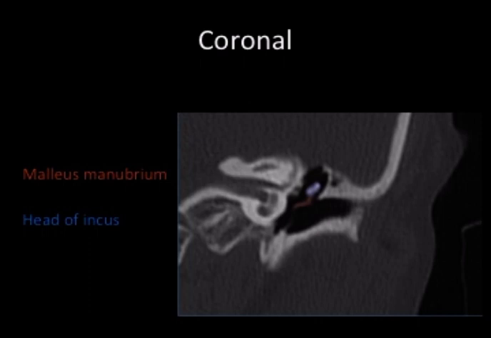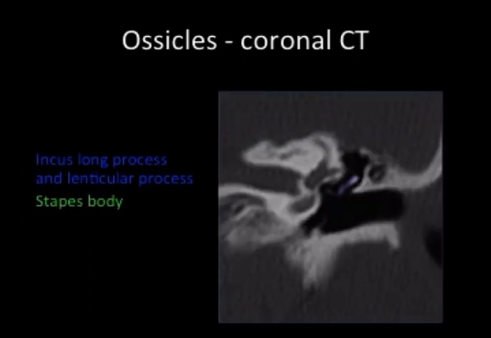On the next slice, where you see it curving around, this is the long process and the lenticular process here, and there's the stapes. This has been described as a racing car driver, if you can imagine that. This is the racing car head, this is the body, and this is the leg pushing onto the footplate, here. The steering wheel here, this tiny little structure below the lateral canal, is part of the tympanic segment of the facial nerve.